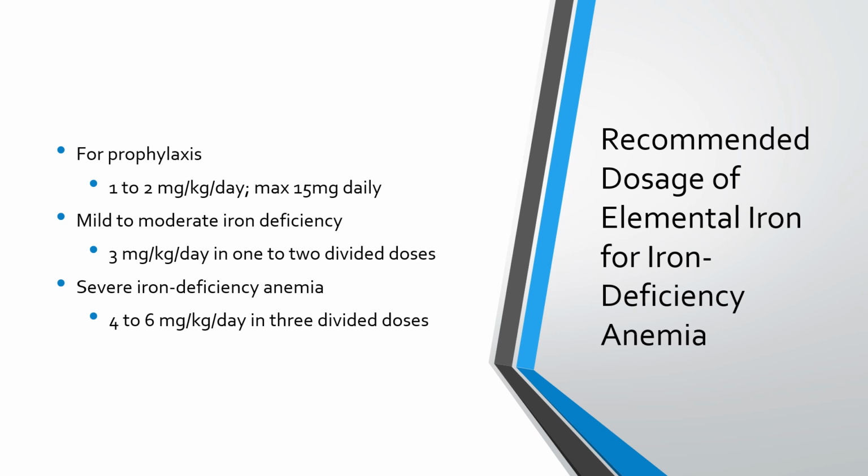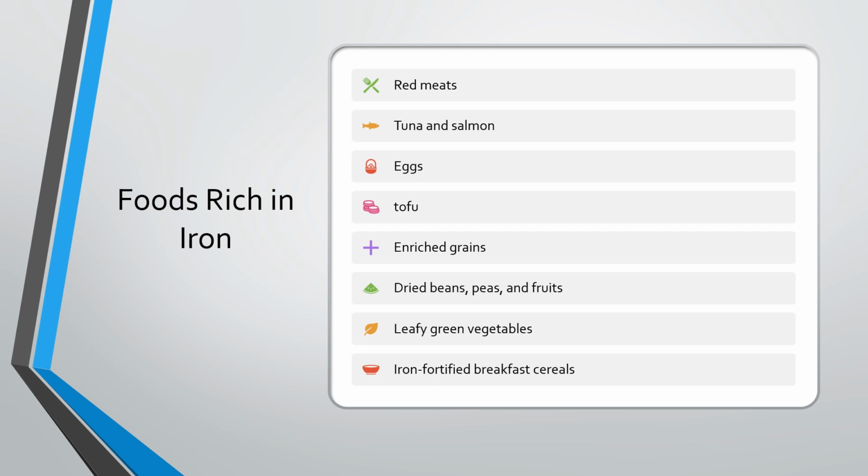As far as educating our families on the recommended dose and when to dose, we really want to recommend that they give that medication with some type of citrus juice because that really helps absorption. We also want to make sure they're giving it between meals. As far as foods rich in iron, you can see all of those listed there: red meats, tuna, eggs, tofu, grains, beans, green leafy vegetables, iron-fortified breakfast cereals. When we're doing our education, these are also things that we can really talk about.